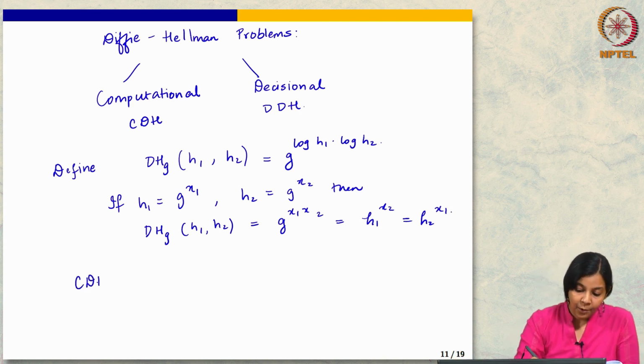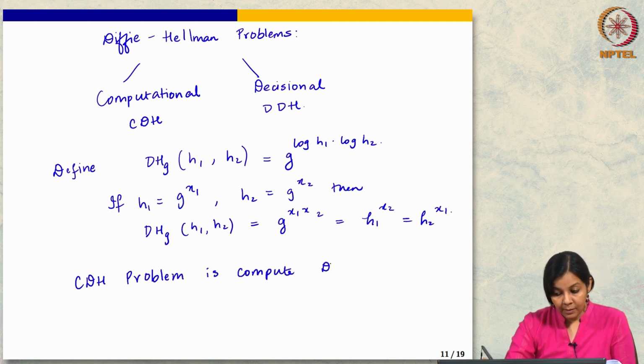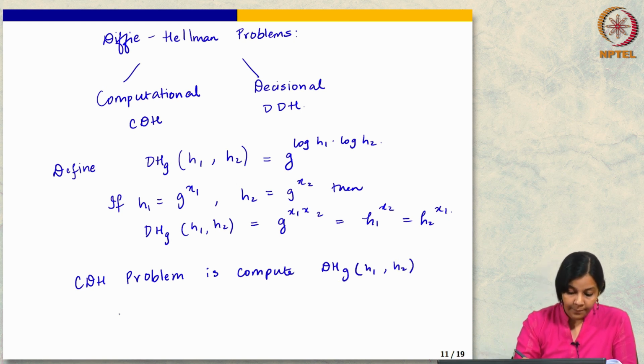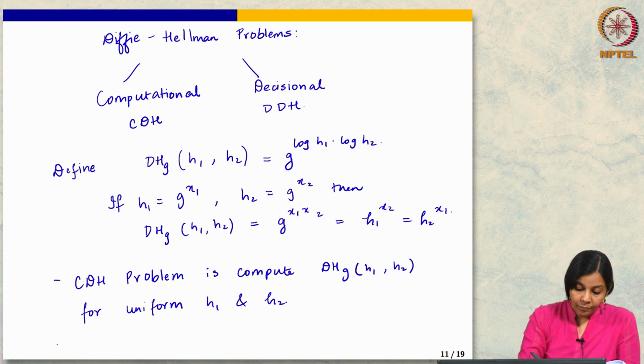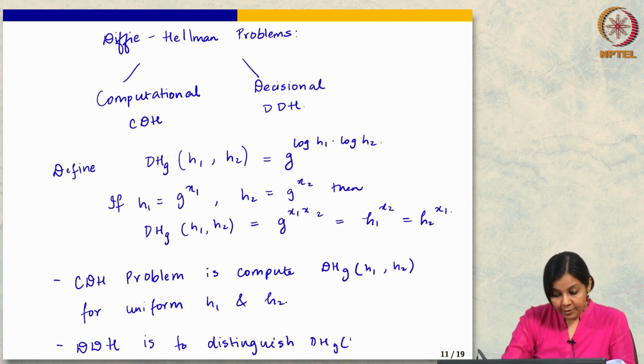So, the CDH problem is to compute DH_G of h1, h2 for uniform h1 and h2. Okay, and DDH is simply to distinguish DH_G of h1, h2 from uniform.